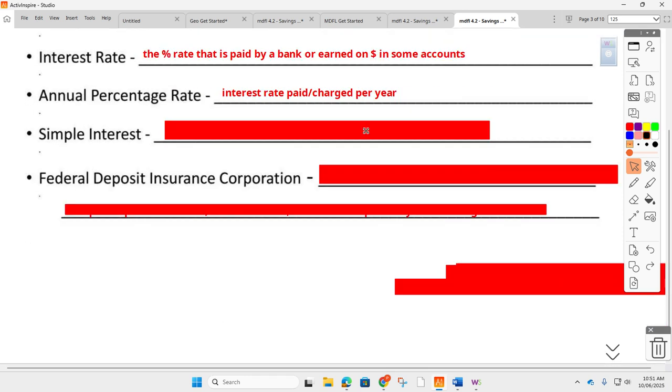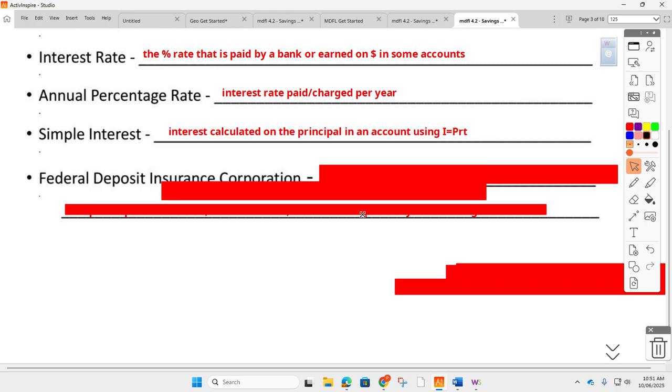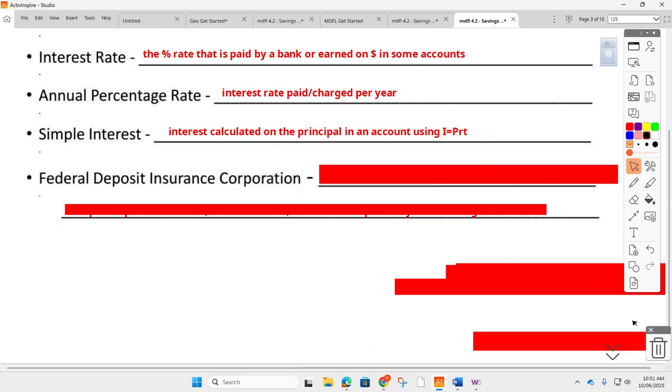Simple interest. That's what we're going to talk about today. It's not super realistic. Your parents might charge you simple interest if you borrow money from them. You might charge your brother or sister simple interest if they borrow money from you. But we are going to talk about how to calculate simple interest today.